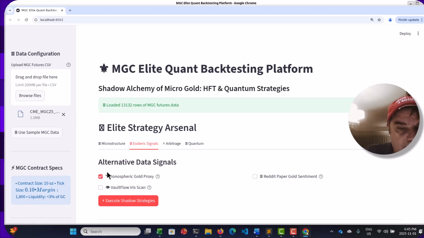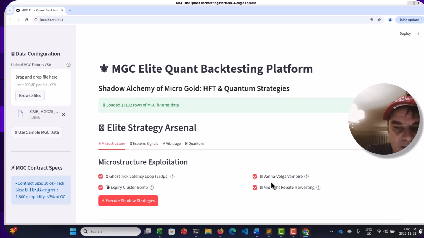So let me just put these three in for now. Or let me do one. Yeah, let me do one just to minimize the time it takes to do this. So here's our specs on the contract: size 10 ounce, tick size 0.10 times the margin, 1800, liquidity less than 3% of the GC price.